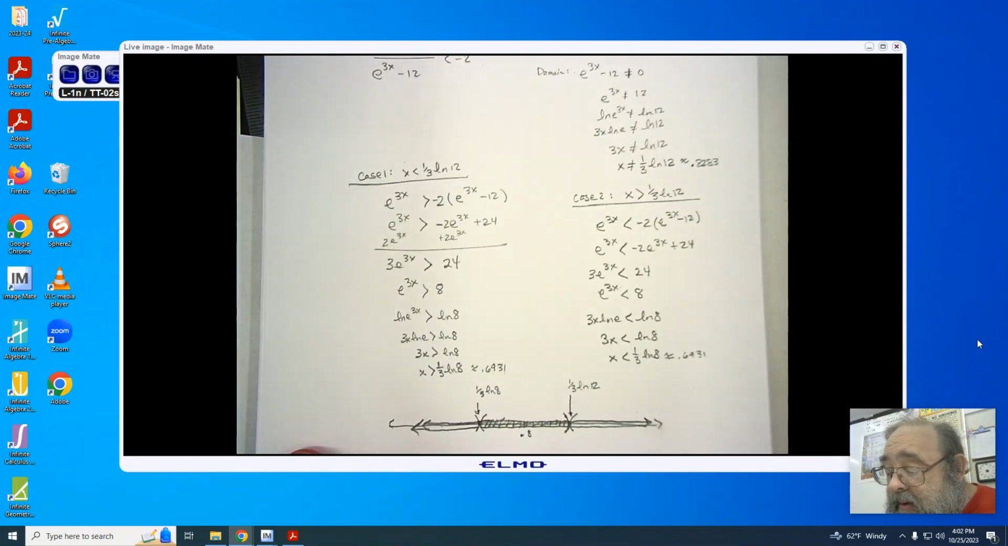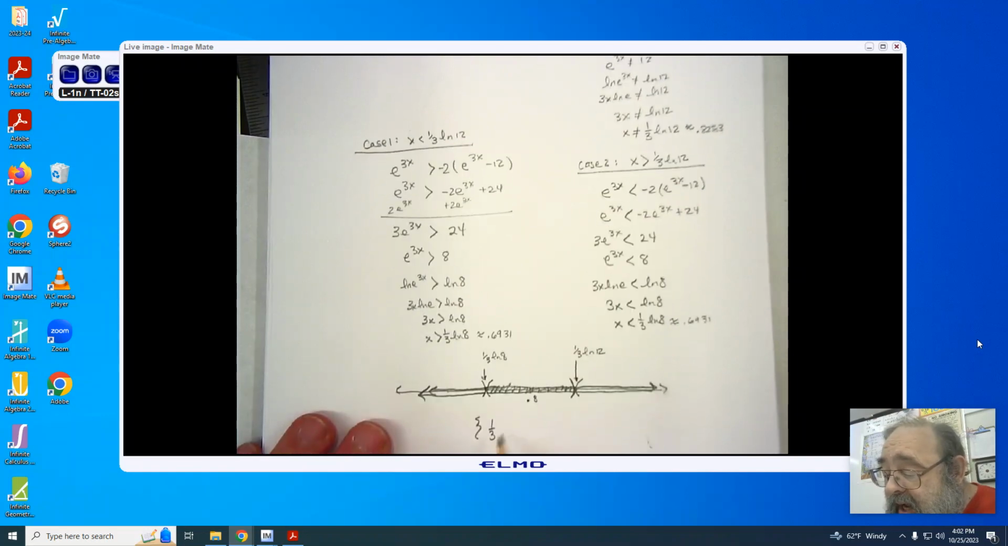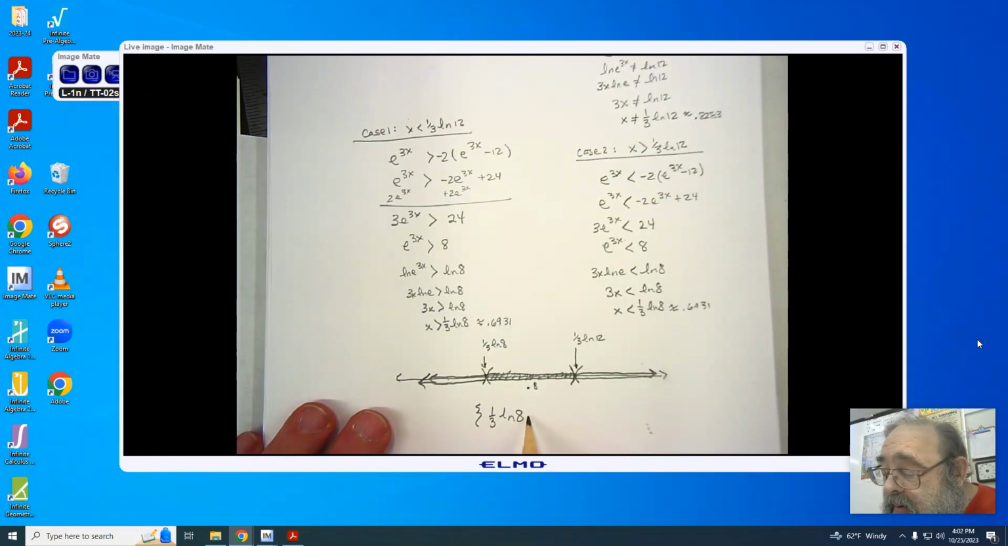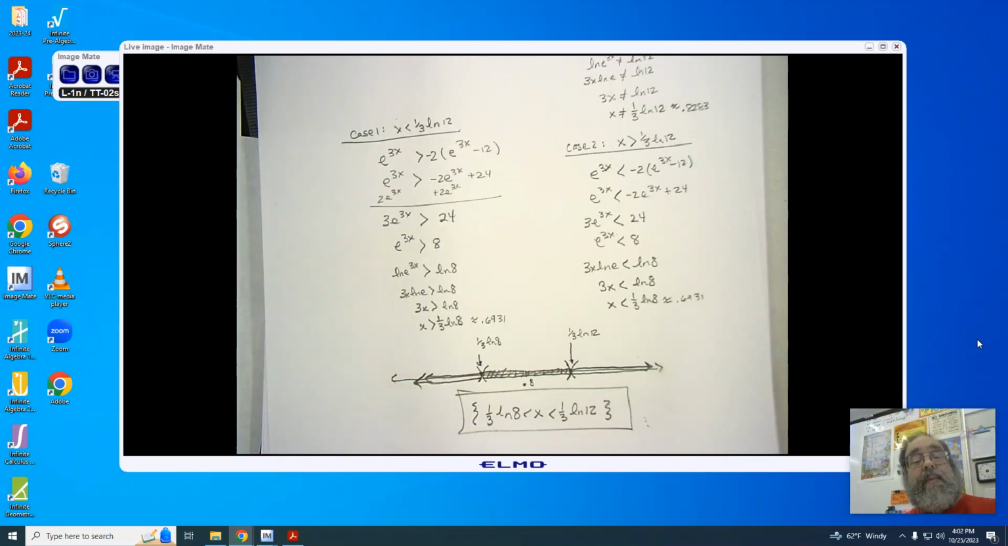And I'm now going to write the solution as an inequality. 1/3 the natural log of 8 is less than x is less than 1/3 the natural log of 12. And this is my solution.